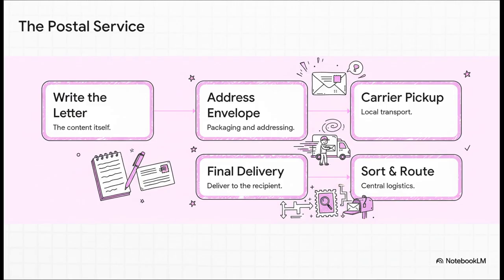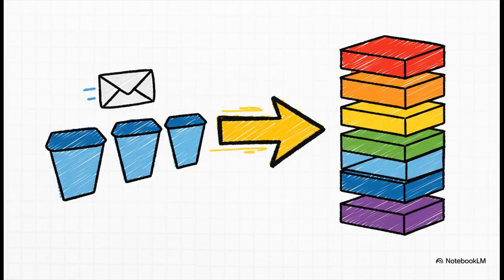The mail carrier handles the local pickup. The sorting facility deals with the logistics. Each part does its own specific job and trusts that all the other parts are doing theirs. And that is exactly how computer networks manage the unbelievable complexity of sending data around the globe. They use a layered system where each layer has one very specific job to do. And that system? That's the OSI model.